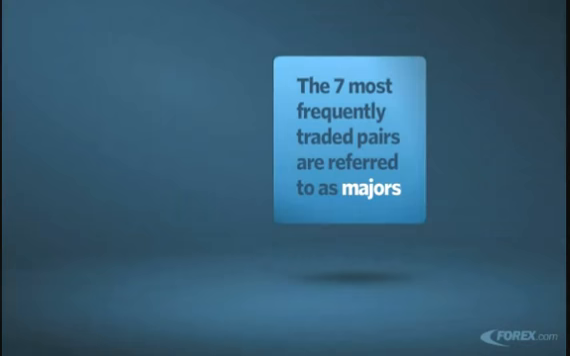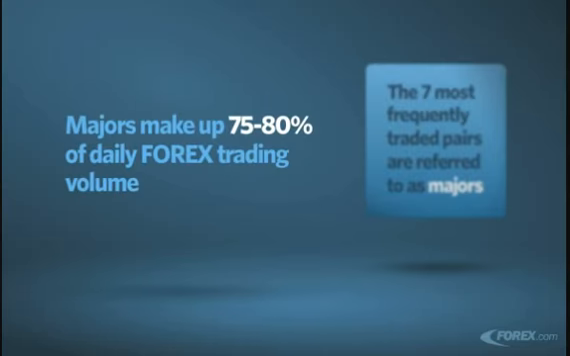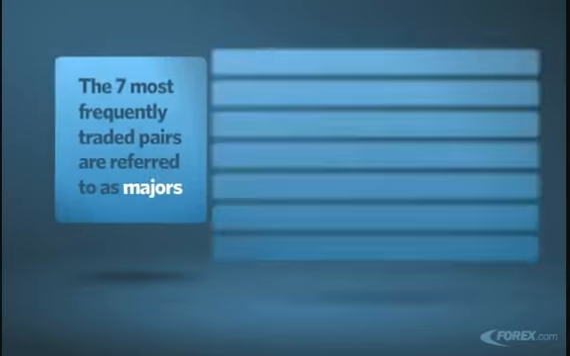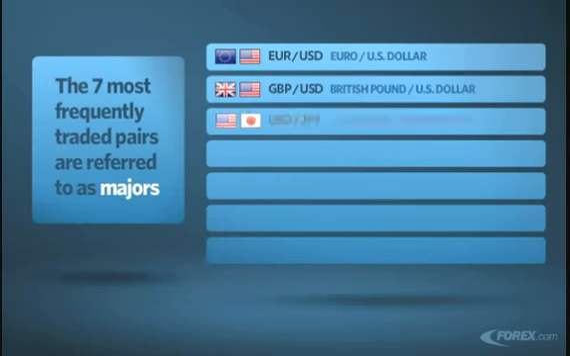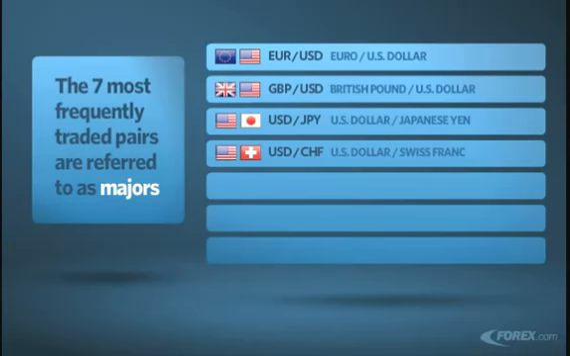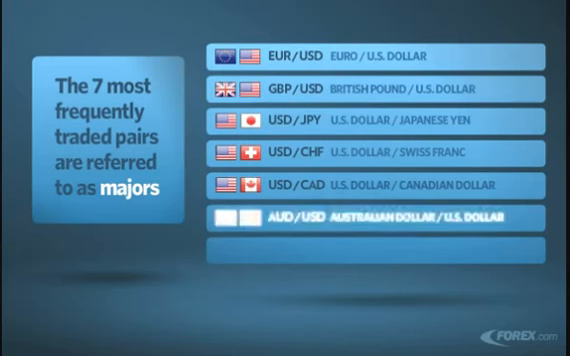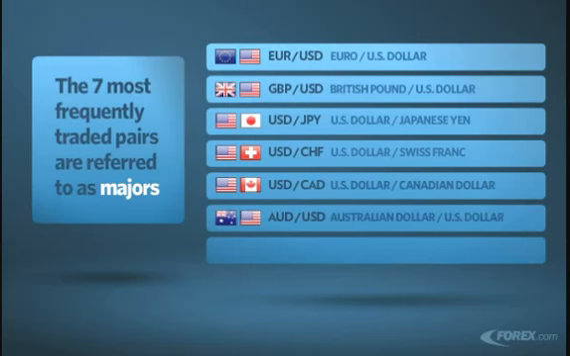The 7 most frequently traded currency pairs are referred to as the majors. By some estimates, these 7 major currency pairs make up 75 to 80% of daily Forex trading volume. The majors include the euro versus the US dollar, the Great British pound versus the US dollar, the US dollar versus the Japanese yen, the US dollar versus the Swiss franc, the US dollar versus the Canadian dollar, the Australian dollar versus the US dollar, the New Zealand dollar versus the US dollar.